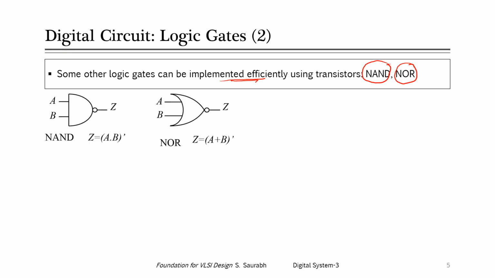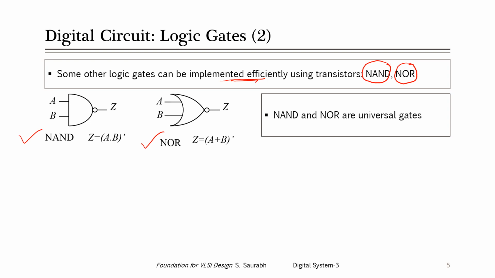So this is the schematic of a NAND logic gate. This is a NOR gate. These NAND and NOR gates are known as universal gates. So we should differentiate between the basic logic gates, which are AND gate, OR gate, and NOT gate, and NAND and NOR gates, which are considered universal gates. Why are they considered universal gates? Because we can implement any given Boolean function using only, say, NAND gates.